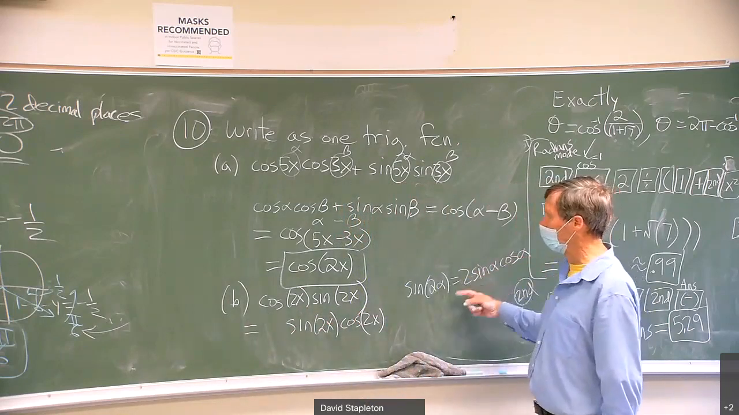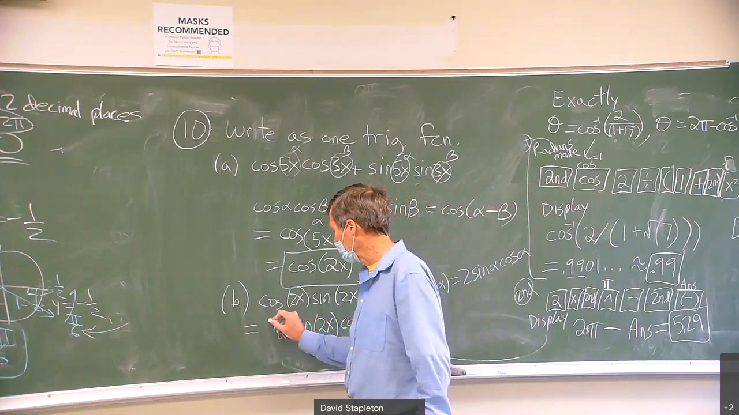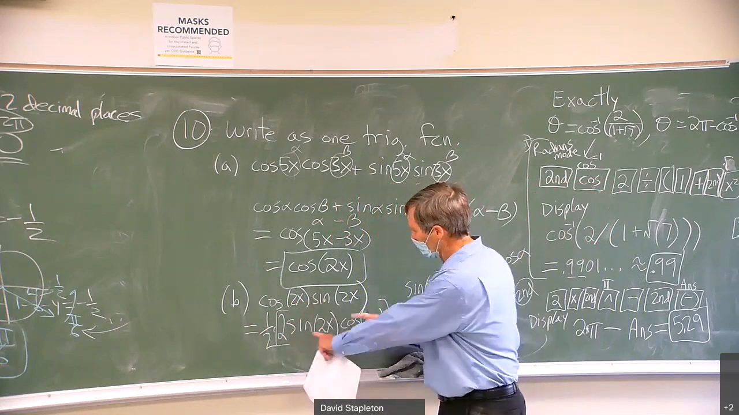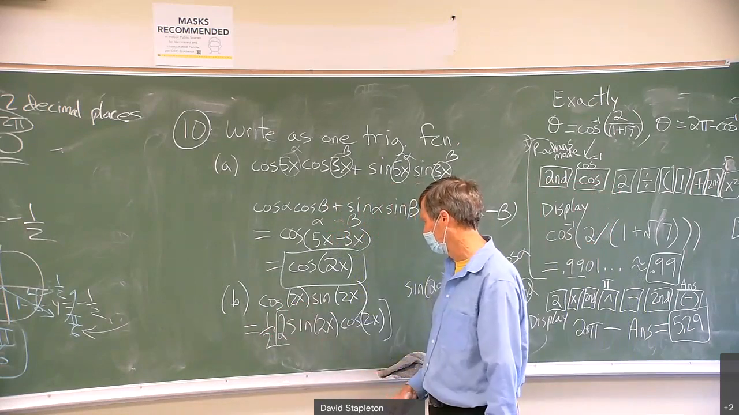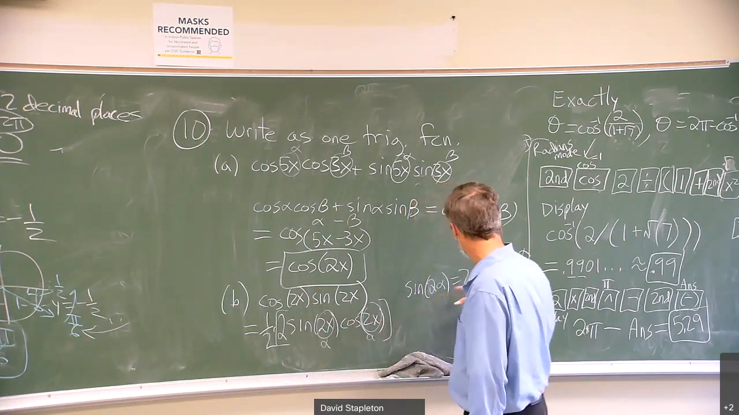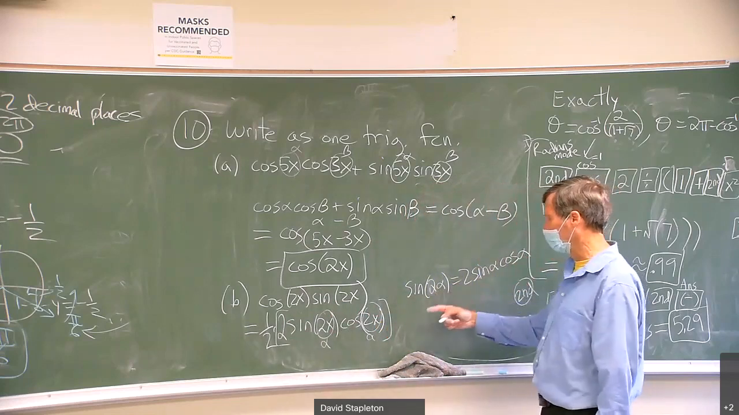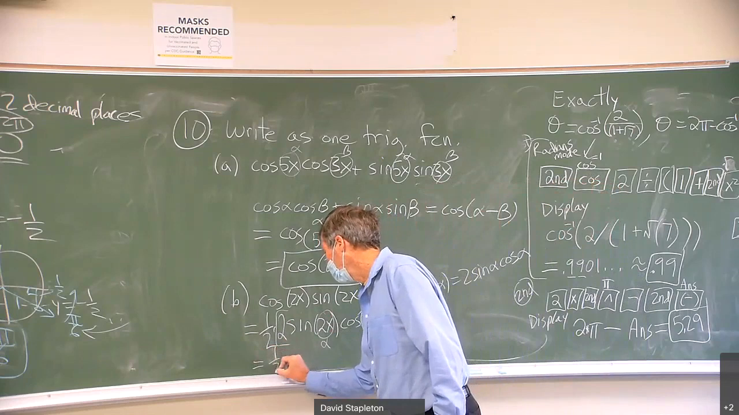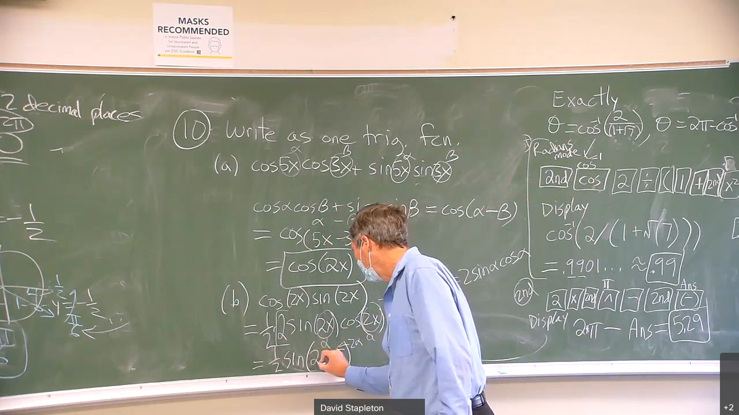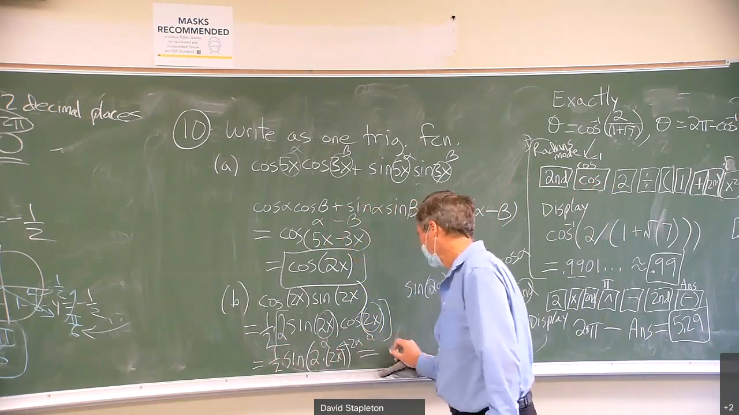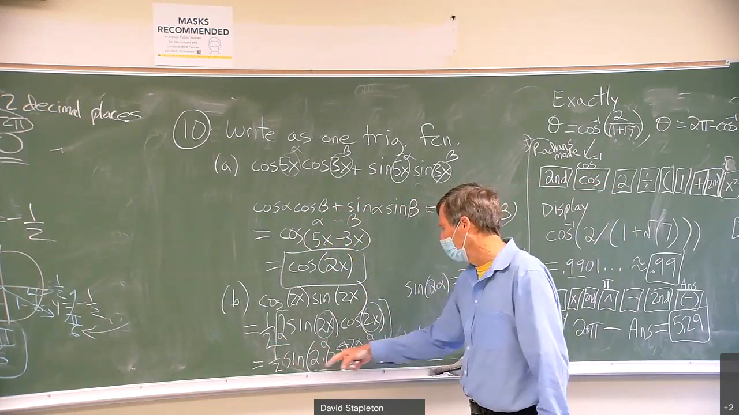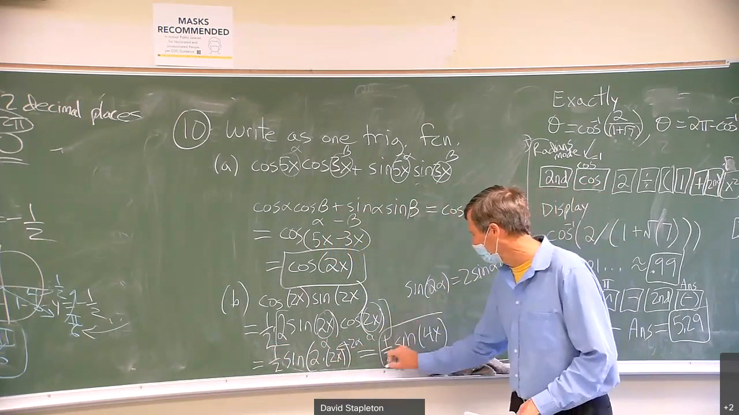And I need a 2. Well, I'll put it in there. If I don't have a 2, I'll put it in and cancel with a half. And now I've got it because this is equal to this. I just multiplied the other order and put times 1. It's half times 2 sine alpha cosine alpha, which is sine of twice that angle. This is 1/2 sine of 2 alpha, but alpha is equal to 2x. So I get 1/2 sine of 4x. There it is, single trig function.